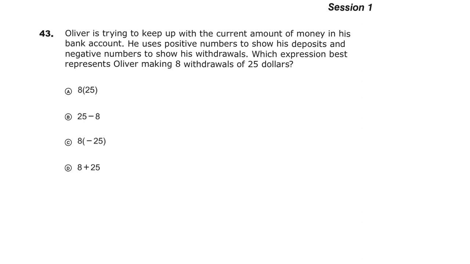43. Oliver is trying to keep up with the current amount of money in his bank account. He uses positive numbers to show his deposits and negative numbers to show his withdrawals. Which expression best represents making 8 withdrawals of $25? Which expression is showing that Oliver made 8 withdrawals of $25? Meaning he withdrew $25 8 different times.